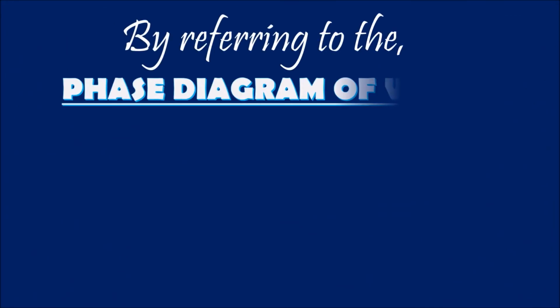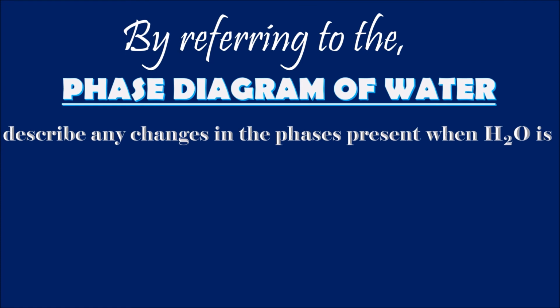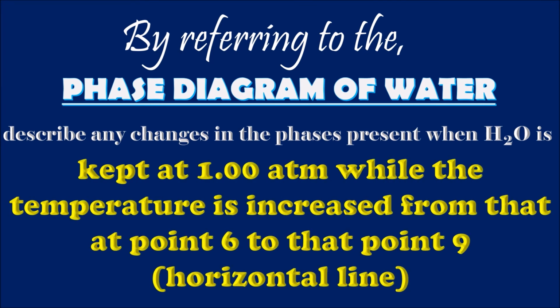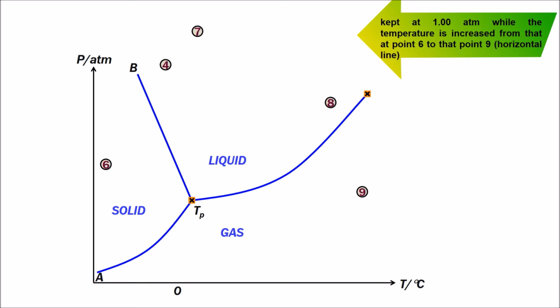By referring to the phase diagram of water, describe any changes in the phase present when water is kept at 1 atm while the temperature is increased from point 6 to point 9, the horizontal line. Note that when we keep the pressure at 1 atm while the temperature is increased, the term is isobaric. Look at point 6 until 9.